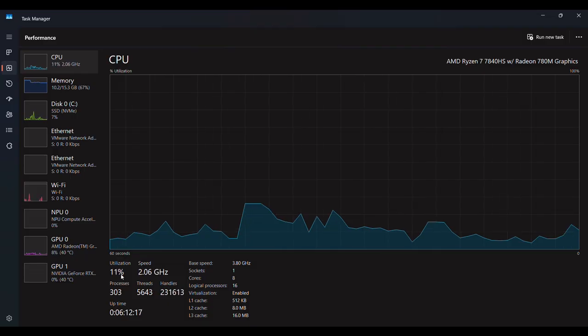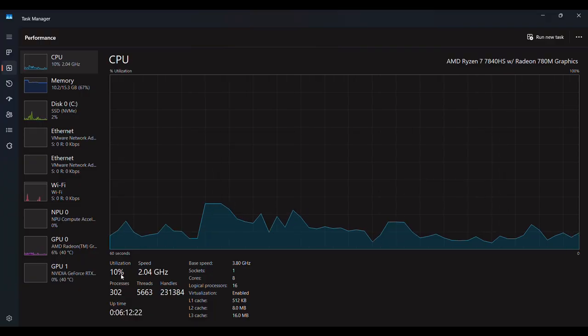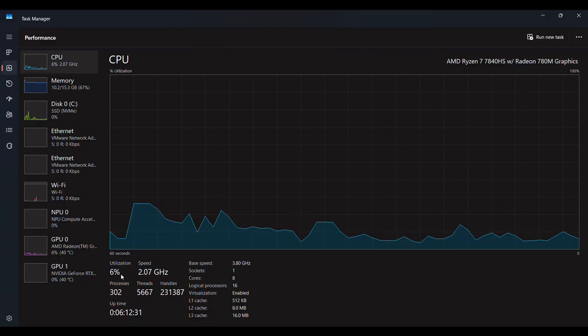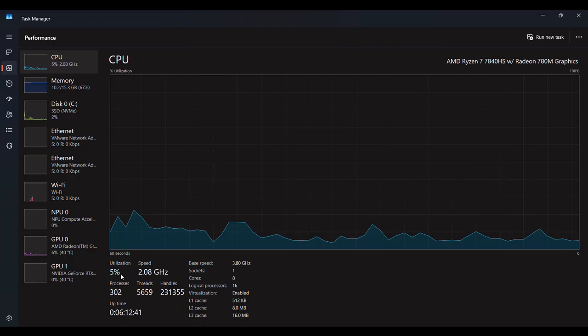The utilization percentage represents how much processing power is currently being consumed by the system. In this case, the CPU is operating at approximately 10% utilization. A low percentage usually indicates the system is under light workload, while consistently high utilization may indicate heavy processing activity or performance bottlenecks. For example, during antivirus scans, gaming, virtualization, or data processing tasks, CPU utilization may increase significantly.